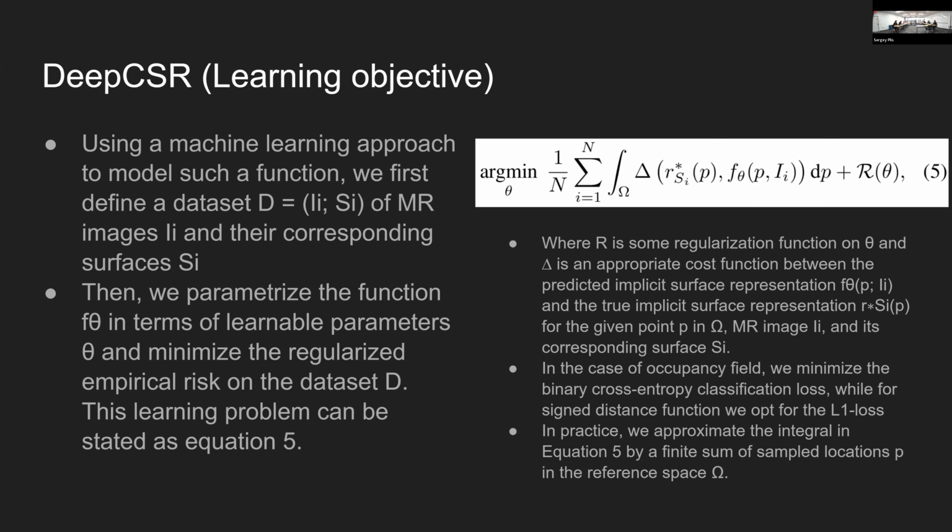And the learning objective, this looks a little bit nastier than it is, I think. So this is a cost function associated with the difference between the predicted value from their network and the ground truth. And I think this is a surface integral, because this is what they define the surface to be. So they're basically trying to find the minimum value of this function. This is a regularization term.